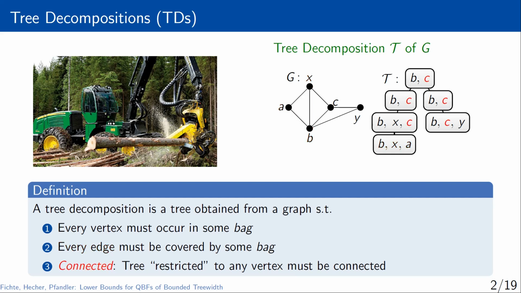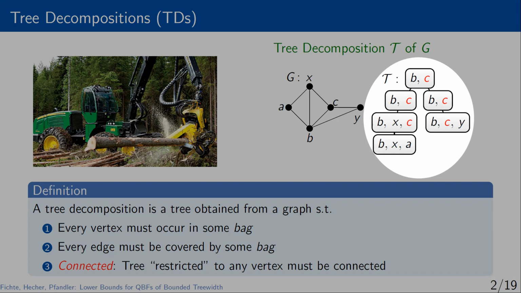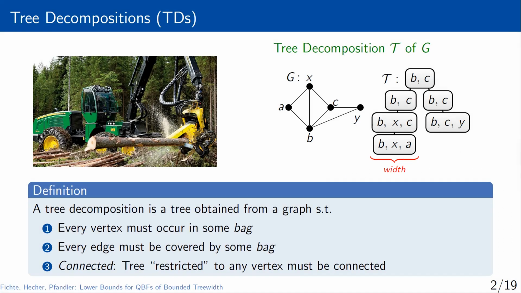Last but not least, we require the connectedness, which basically ensures that if we restrict the tree to a certain vertex of the graph, the result is still connected. In our example, we see that this is the case for C, also for B, and for X, and finally also for vertices A and Y, since both vertices occur only in one bag. So this is indeed a tree decomposition of our given graph G. The width of a tree decomposition corresponds to the largest bag size minus 1, which is 2 in our case, and then finally the treewidth of a given graph G is the smallest width among all potential tree decompositions of G.